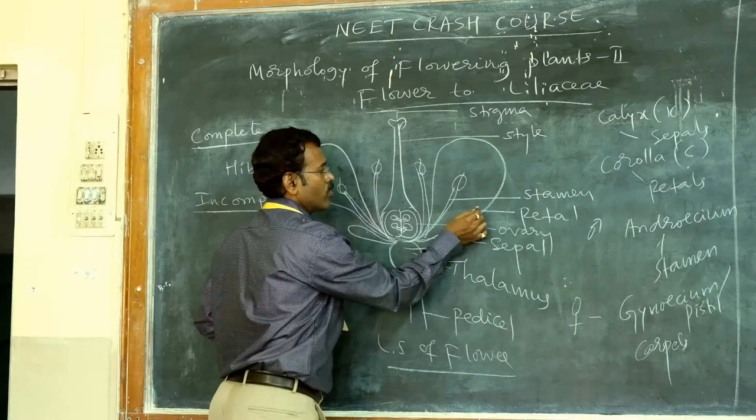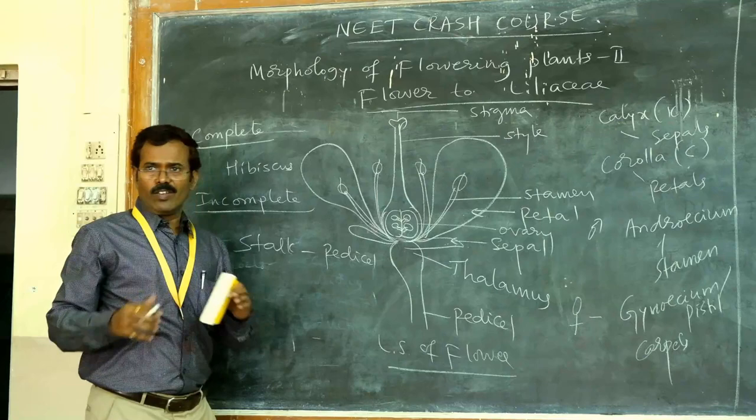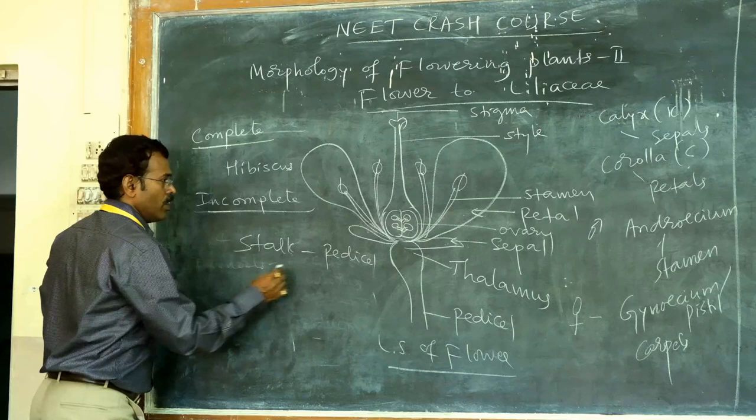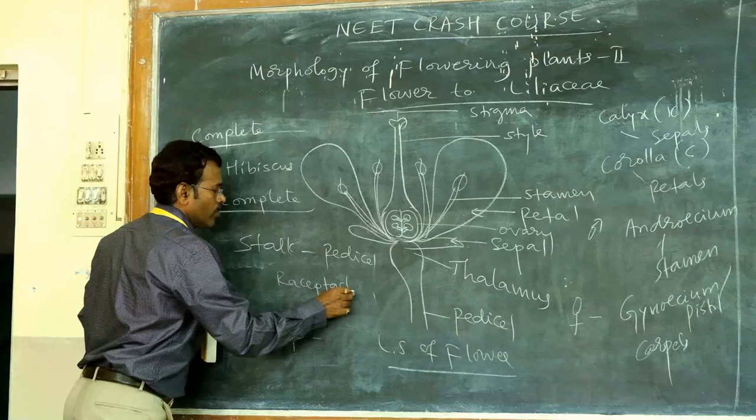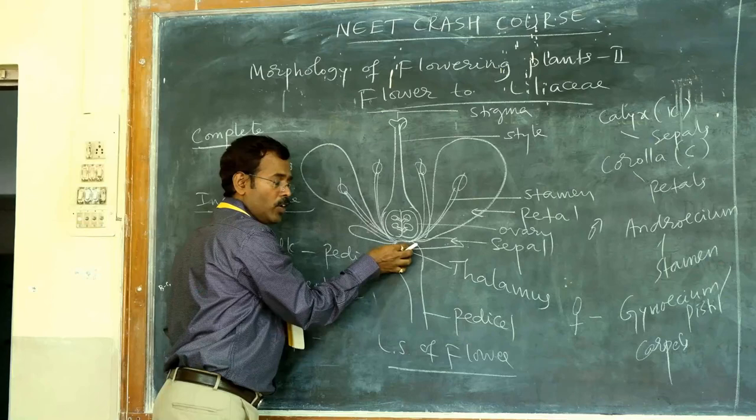When both the accessory whorls are there, this is the calyx, which is made up of sepals, and this is the corolla, which is made up of petals. The stalk of the flower is known as the pedicel. The tip of the pedicel is swollen, enlarged. This enlarged tip of the pedicel is known as the thalamus, also known as the receptacle, on which all the four whorls are inserted. So calyx, corolla, androecium and gynoecium are situated on the top of the thalamus.